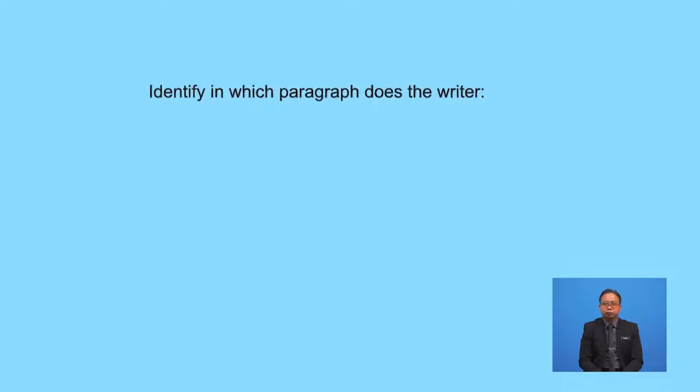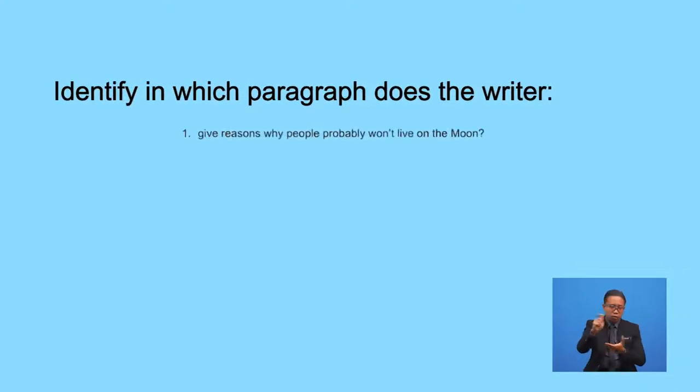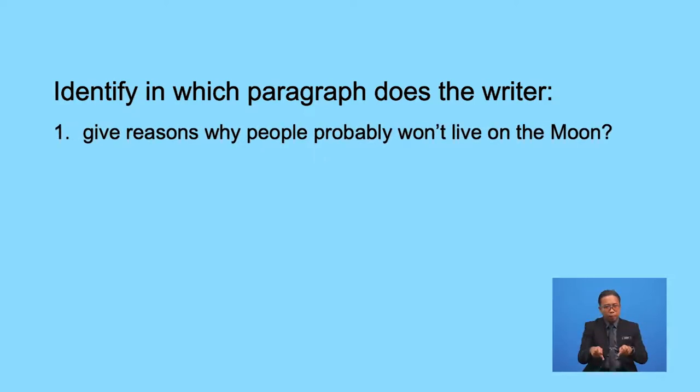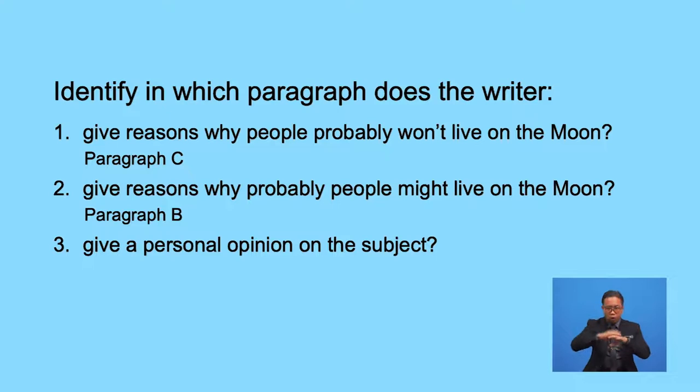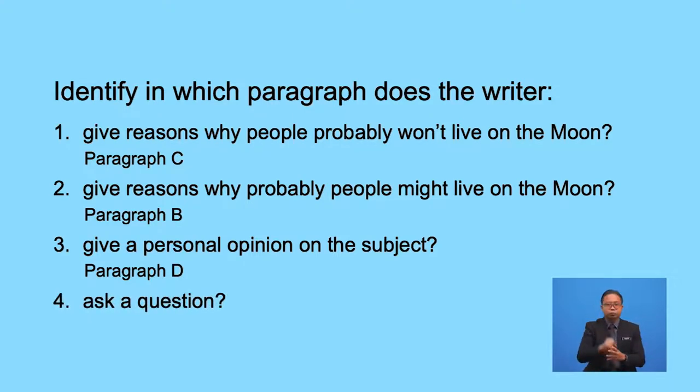So, what do you think of the essay? Do you agree or disagree with the writer's opinion? Now, identify in which paragraph does the writer give reasons why people probably won't live on the moon. Yes, paragraph C. Which paragraph does the writer give reasons why probably people might live on the moon? Paragraph B. Next, which paragraph gives a personal opinion on the subject? Yes, paragraph D. And lastly, which paragraph does the writer ask a question? Paragraph A. Did you get it all correct?